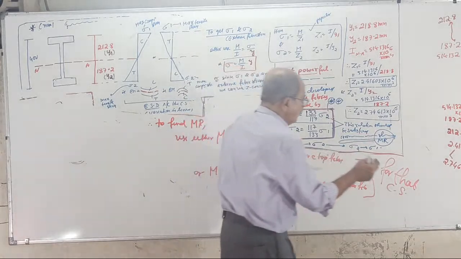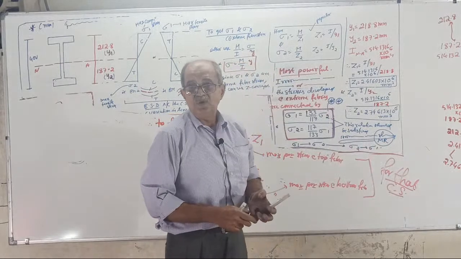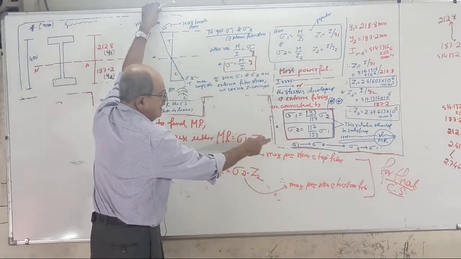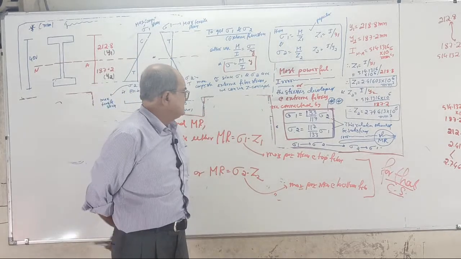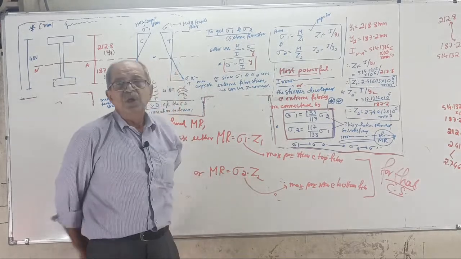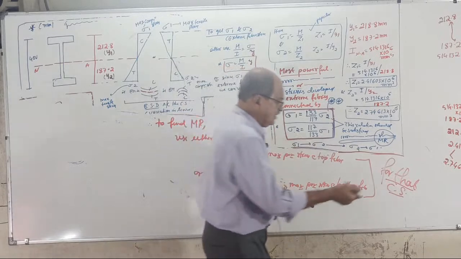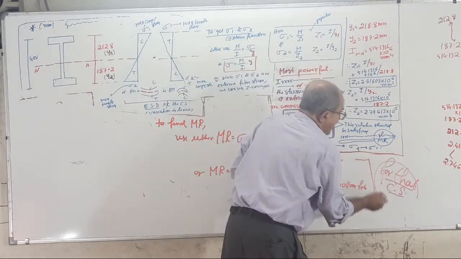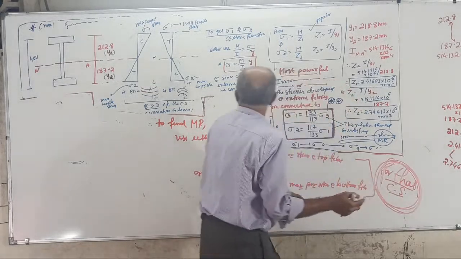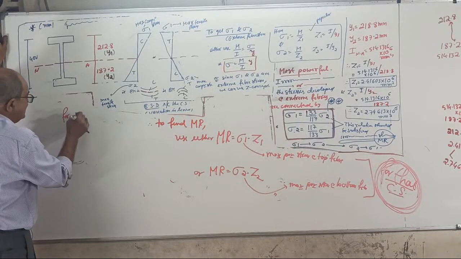Now I will tell you what is the meaning of for that cross section. Is it clear? Tell me. Either use MR equal sigma 1 into Z1, then sigma 1 is the maximum permissible stress at the top fiber, or sigma 2 Z2, maximum permissible stress at the bottom fiber, for that cross section. You remember this a hundred times. Very, very important.